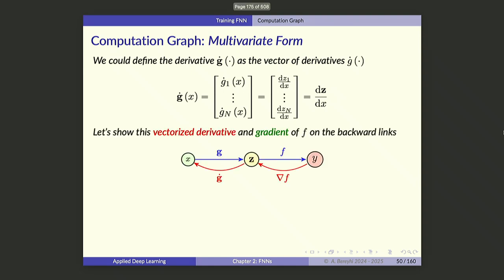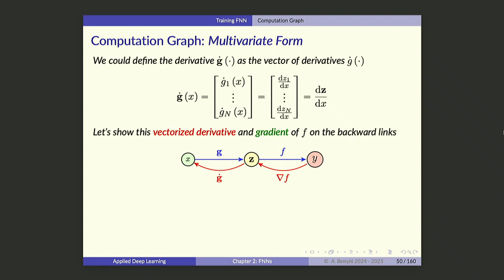And now, if I want to write down the backward propagation, I could say that from y to z, y is a function of z. And since y is a function of a vector, when I want to move backward I need to compute the derivative in a vectorized form, which is the gradient. y is a function of lots of variables, so its derivative is basically a gradient. So the backward pass is going to have a gradient. And then again, from z to x, this is a vector function of a variable, so its derivative is going to be a vector. And I'm going to show it with g dot.